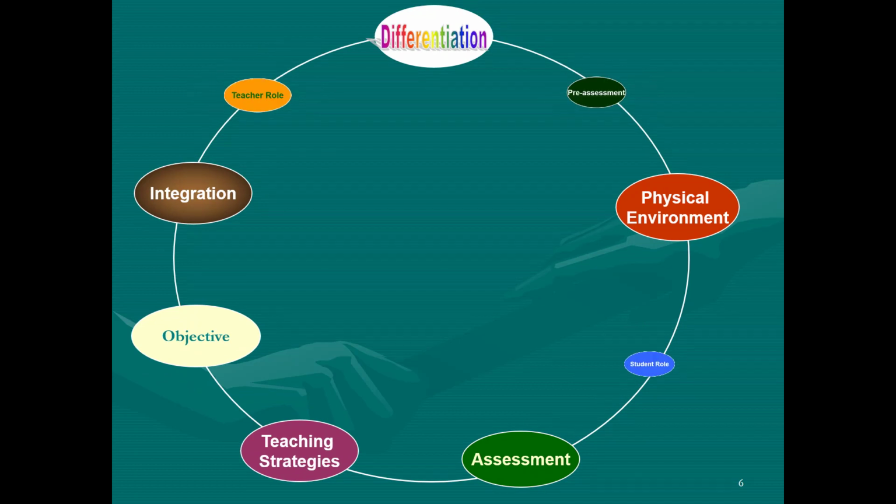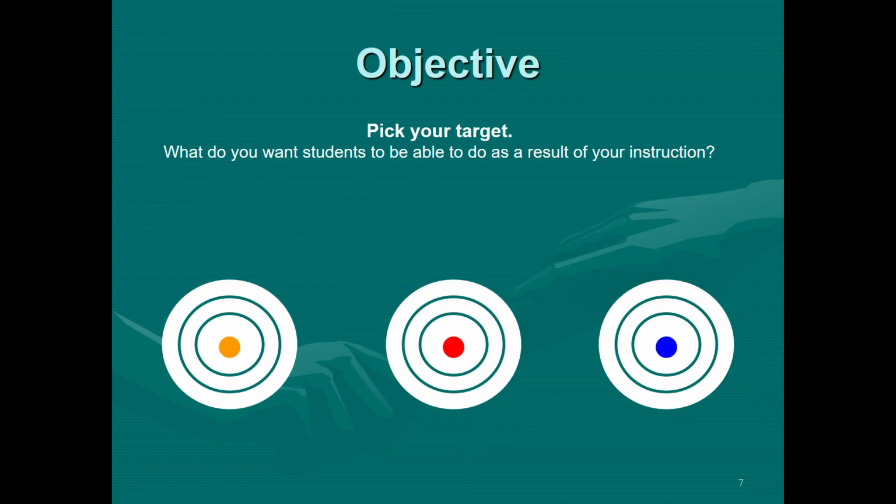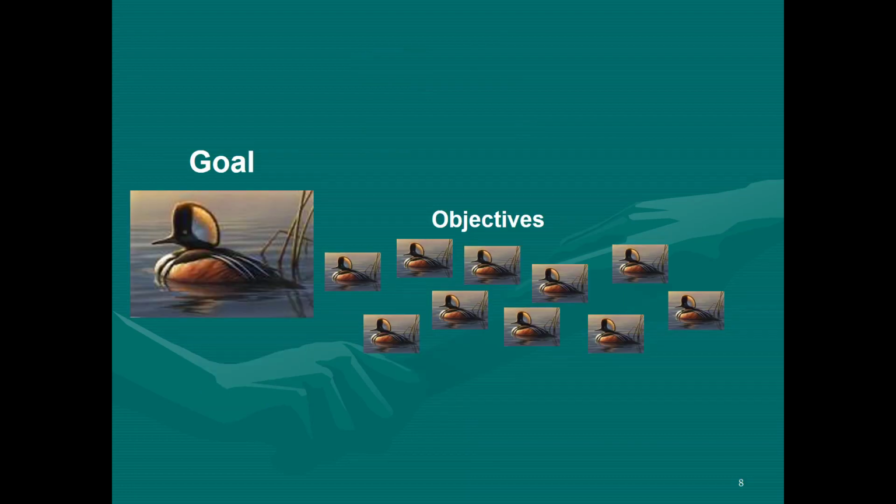Okay, so we'll look at each of these individually. Since most teachers start with the objective, we'll consider that one. It's just a clear statement about what you want your students to do as a result of your instruction. Hammer the verb. The verb has to be right.